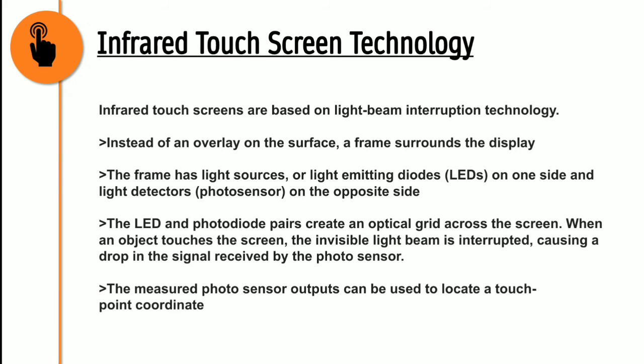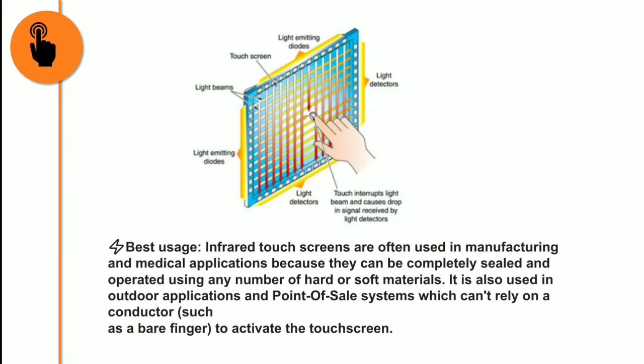Infrared touchscreen technology. It is based on light beam interruption technology. The display is surrounded by a frame of optical grid formed by LEDs on one side and photosensors on the opposite side. So when an object touches the screen, the invisible light beam is interrupted, causing a drop in the signal received by and measured by the photosensor, and its output is used to locate the touch point coordinates. It is used in manufacturing and medical applications, and it doesn't rely on a conductor to activate the touchscreen.